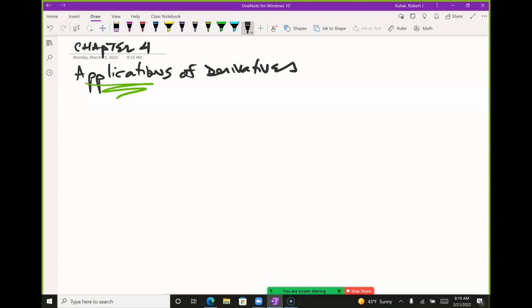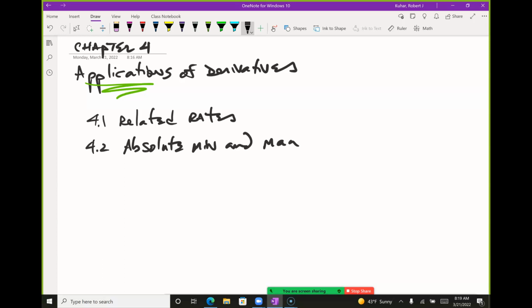There's several things in here that I can jump around with, and some I could even skip. But we're looking at 4.1 related rates. I don't usually do that first because it's a little tricky. 4.2 is absolute min and max. 4.3 is the first and second derivative test. And we did most of this already, believe it or not.